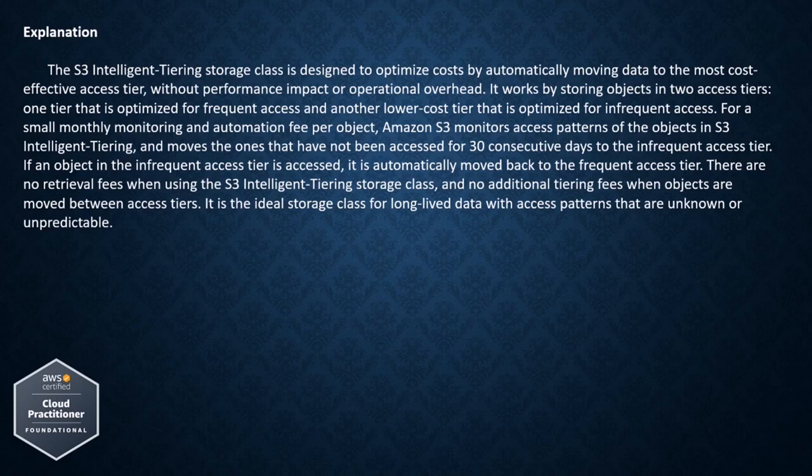If an object in the infrequent access tier is accessed, it is automatically moved back to the frequent access tier. There are no retrieval fees when using the S3 intelligent tiering storage class, and no additional tiering fees when objects are moved between access tiers. It is the ideal storage class for long-lived data with access patterns that are unknown or unpredictable.